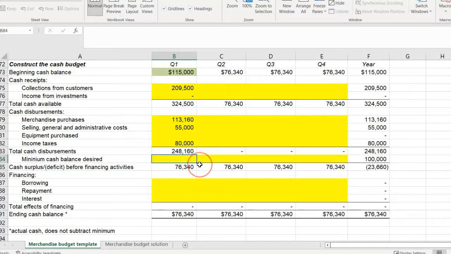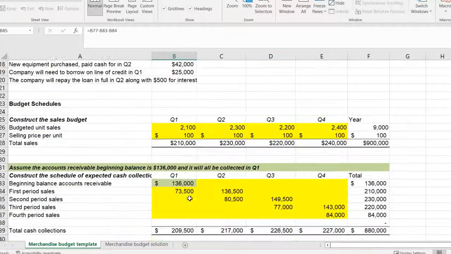We're no longer going to have a surplus. We're going to have a deficit because we only had $76,340 in our bank account. That's $23,660 shy of $100,000. So this indicates we're going to need to borrow to keep that minimum cash balance. Now, in reality, a company may decide when they actually get to this point that it's not worth it to borrow. Maybe they're going to have money coming in really quickly and they can make it through the end of the quarter, but maybe they're not. So in this example, we're going to assume they're going to want to hit that $100,000 and they're going to need to borrow some money. That's where the financing section comes in. Let's scroll up and see how much they said they wanted to borrow.